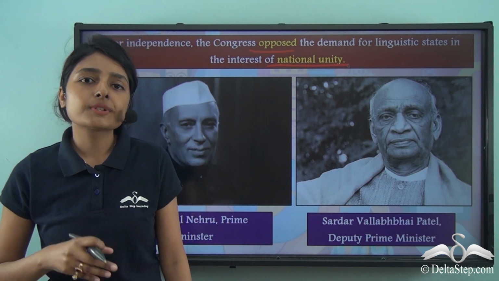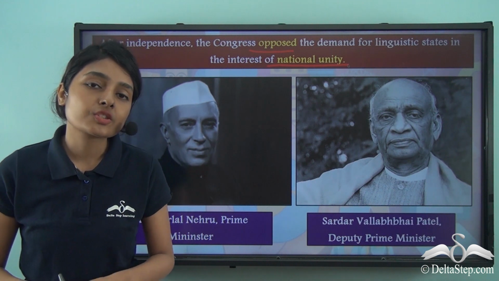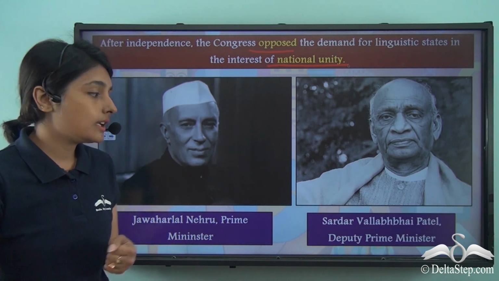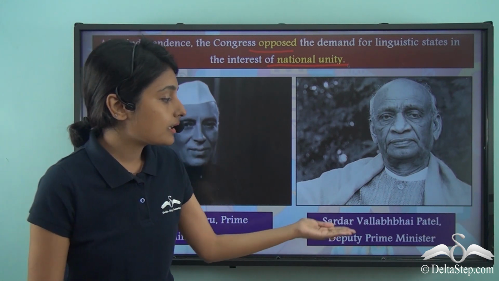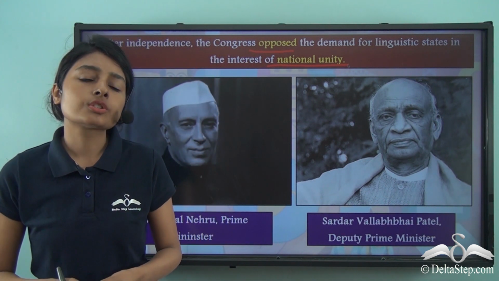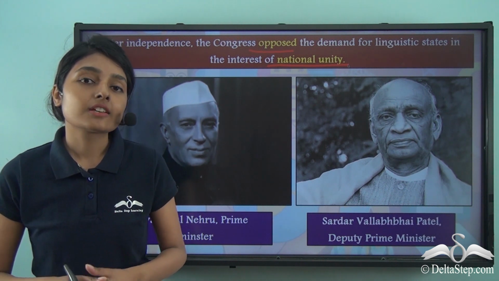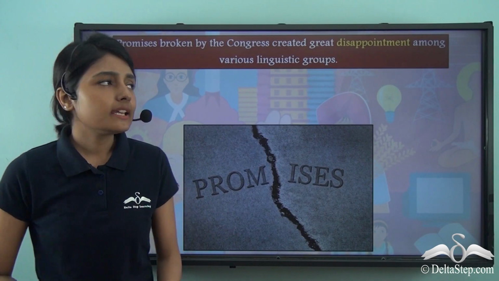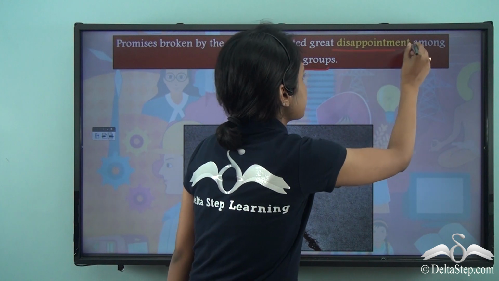So, in order to preserve national unity, in order to have all the masses together, the first Prime Minister of India, Jawaharlal Nehru, as well as the Deputy Prime Minister, Sardar Vallabhbhai Patel, were of the opinion that India should not have separate states which were based on linguistic groups. But many linguistic groups were disappointed because of this.